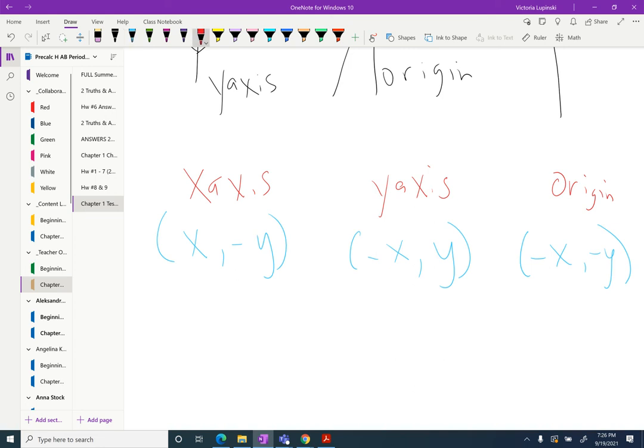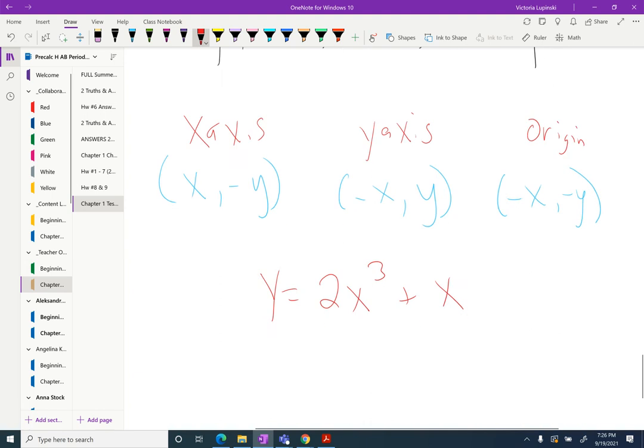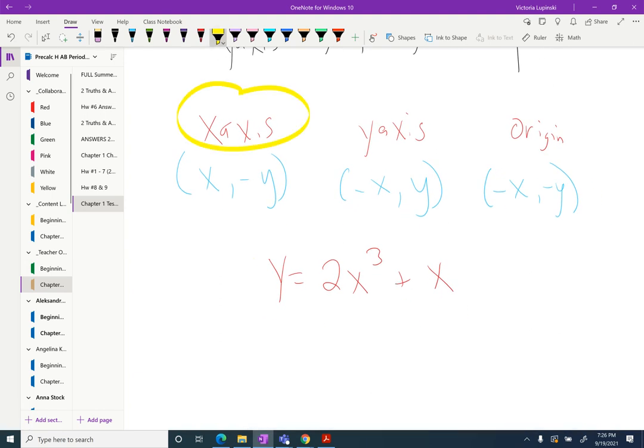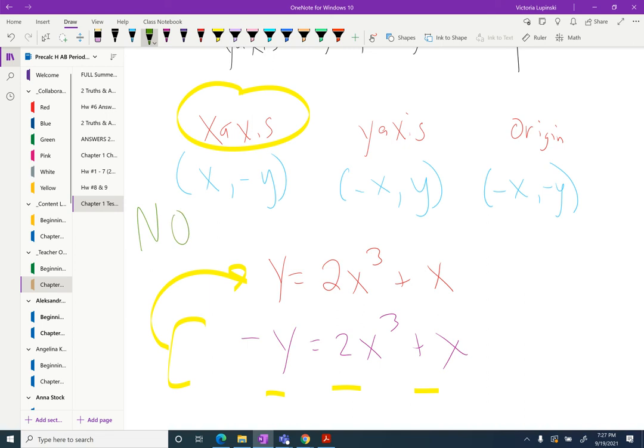Then I have to give you an equation. So let's say that I gave you the equation y equals 2x cubed plus x. If you wanted to test this for x-axis symmetry, everywhere there's a y, you're going to turn it into a negative y. So negative y equals 2x cubed plus x. You would want to see, is there any way that I can take this new equation and turn it exactly back into the original problem? The only way that you could do that would be if you divided everything by a negative. If you divide everything by a negative, there's no way that you can go back to the original problem. So the fact that you can't go back to the original problem means that no, there is no x-axis symmetry.